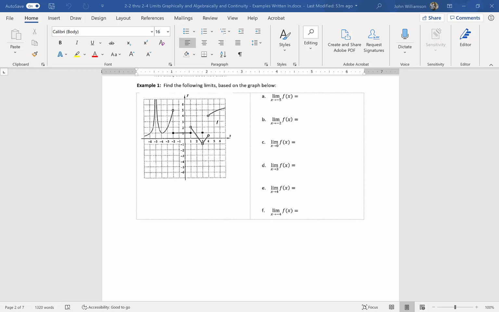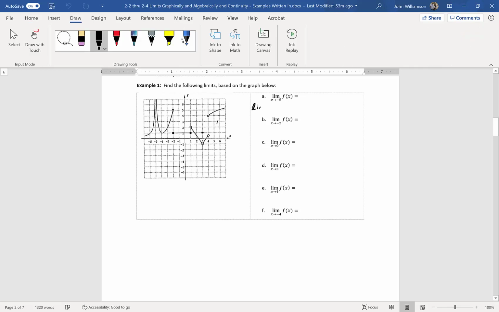Okay, so let's look at this first example to see how we would find these limits based on the graph below. So for part A, the limit is x is approaching -5 of f of x. So what we have to do is look at the left and right hand limits as we're coming into -5, and they have to agree.